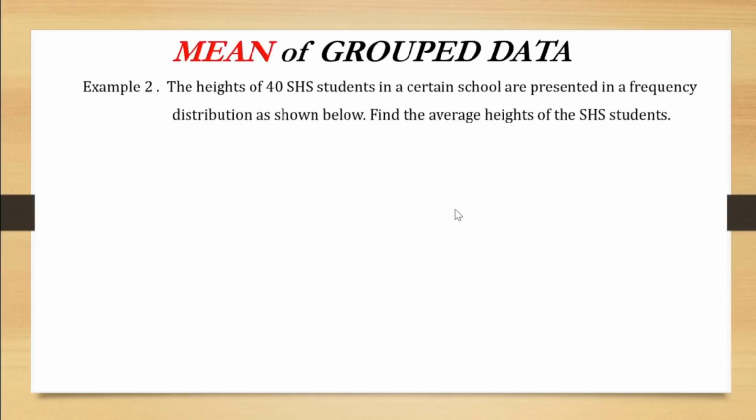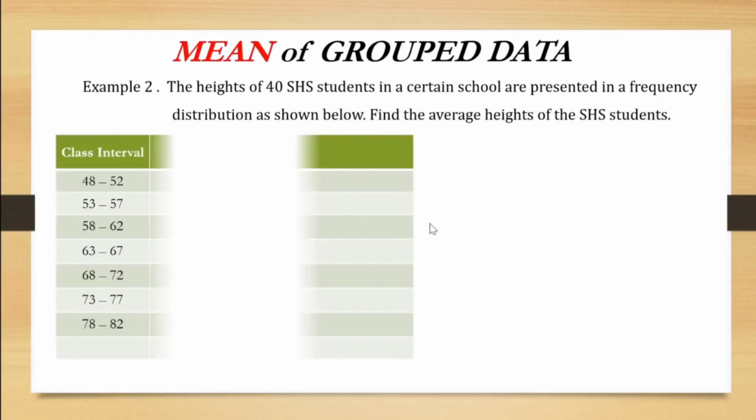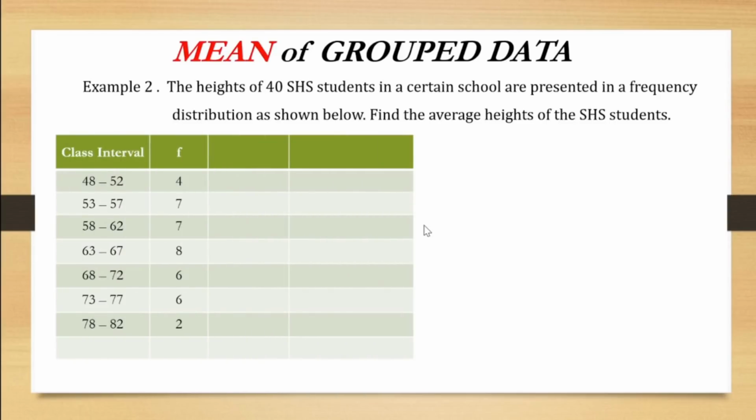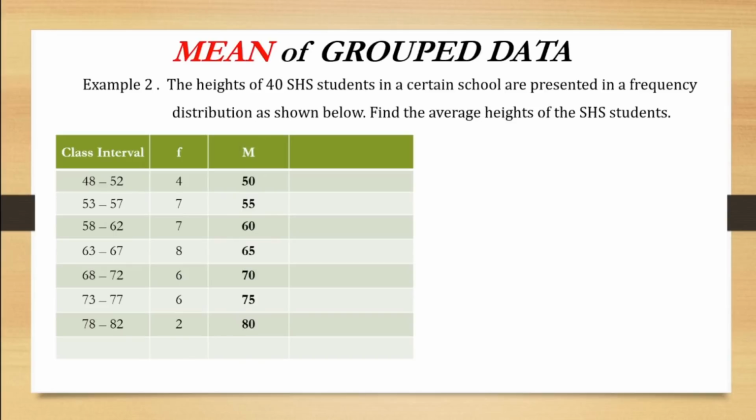Example number 2. The heights of 40 senior high school students in a certain school are presented in a frequency distribution as shown below. Find the average height of senior high school students. So this is our frequency distribution table, the class interval with its corresponding frequency. The first thing we need to do is complete the column for the midpoint.